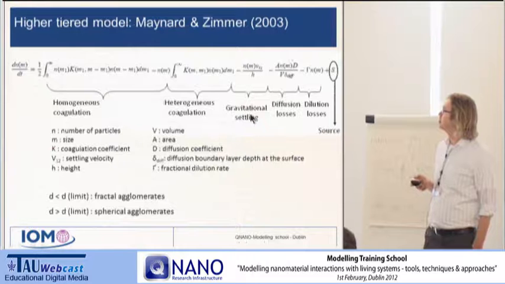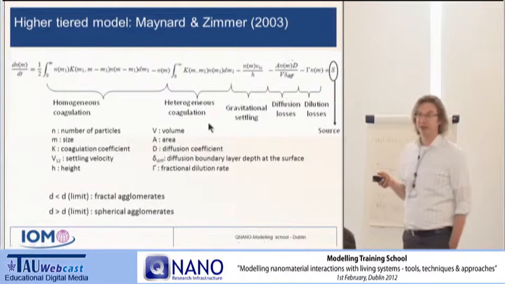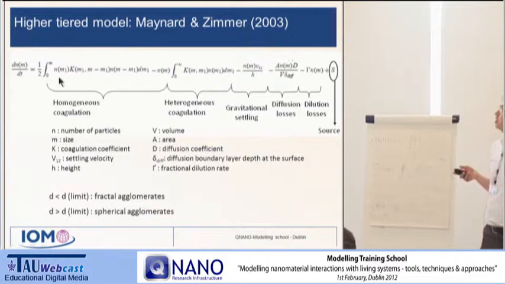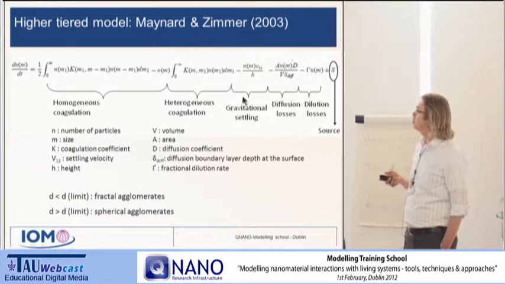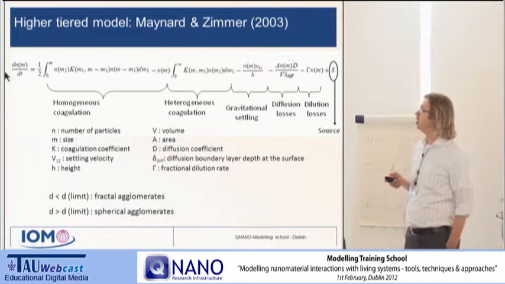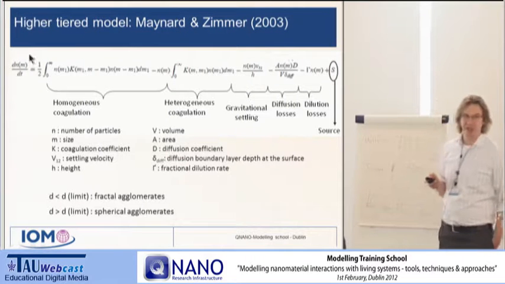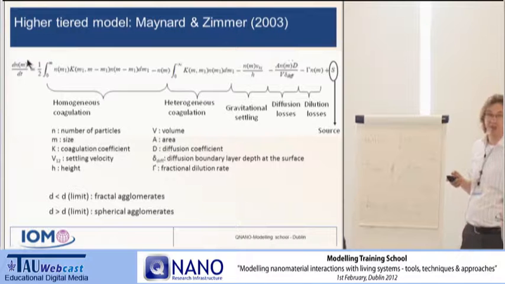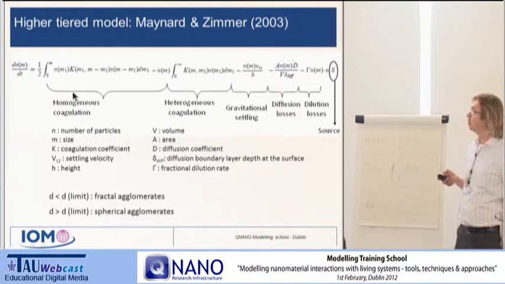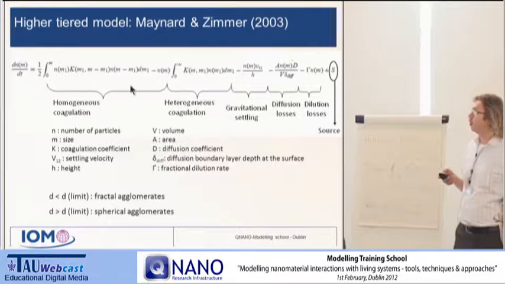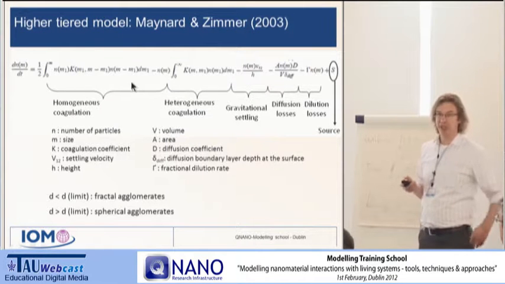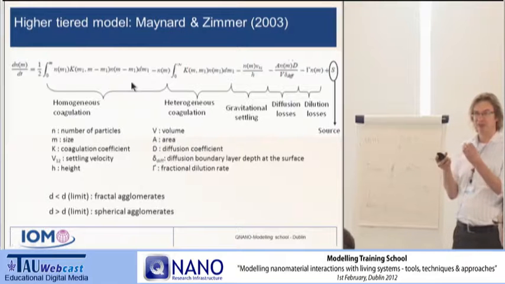I'll jump straight away to this: there are numerical equations that you can implement in mathematical software that allow you to model the change in your number concentration in different bins, so in different sizes, depending upon the distribution at your source, and as a function of your homogeneous coagulation. That means the coagulation of the particles from the source.